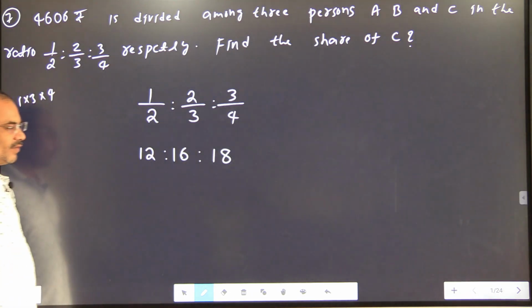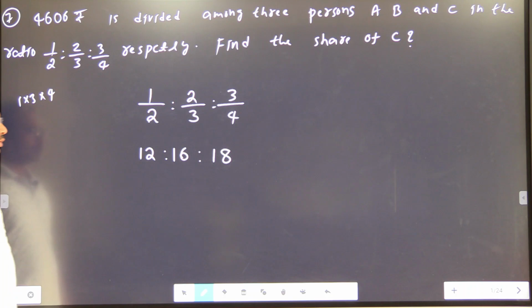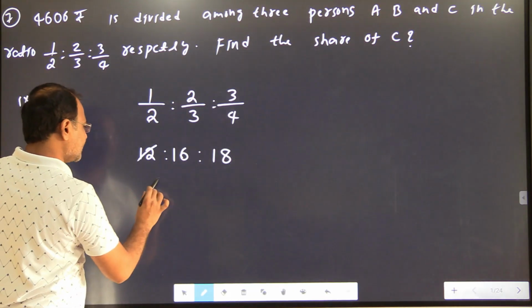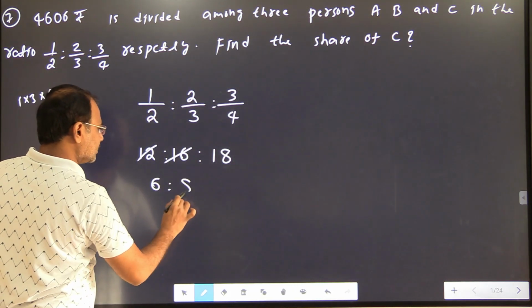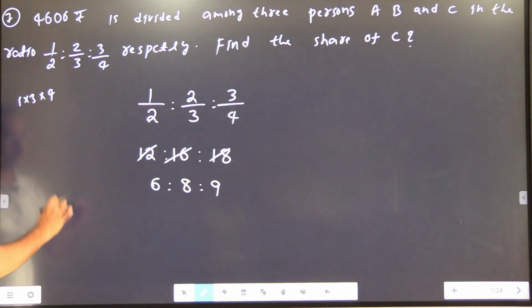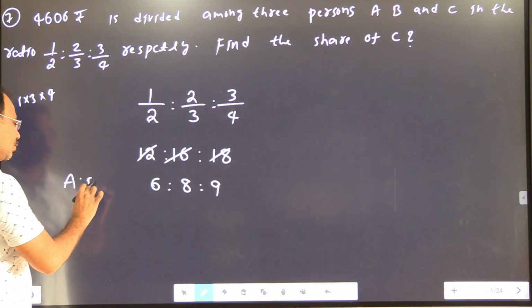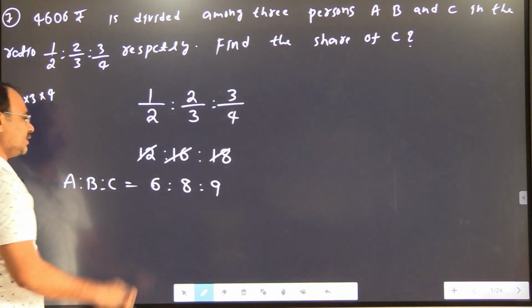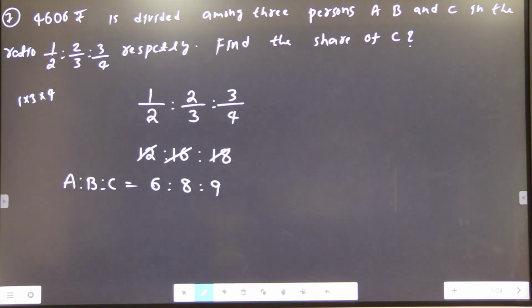So what is the common factor of 12, 16, 18? 2 is the common factor. So 2 6, 2 8, 2 9. This is the ratio among the shares of A, B, C: 6 is to 8 is to 9. A will get 6 parts, B will get 8 parts, C will get 9 parts.